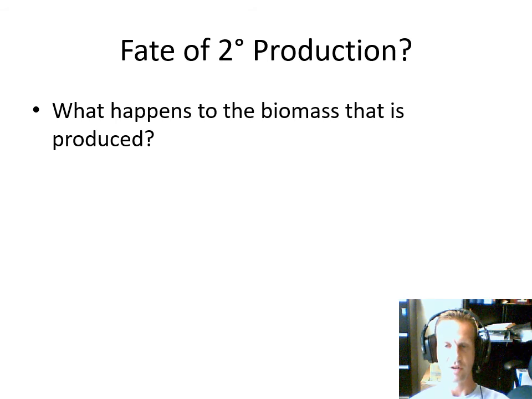Some of that material is transferred into higher trophic levels. If it's an apex predator, it may not be eaten by anything else, but it'll still eventually die, and then it's decomposed. The organic matter is regenerated back into raw inorganic ingredients by the decomposers. So nothing lasts forever. The biomass that is produced eventually is consumed or decomposed, and the cycle is reset as raw ingredients are regenerated again.